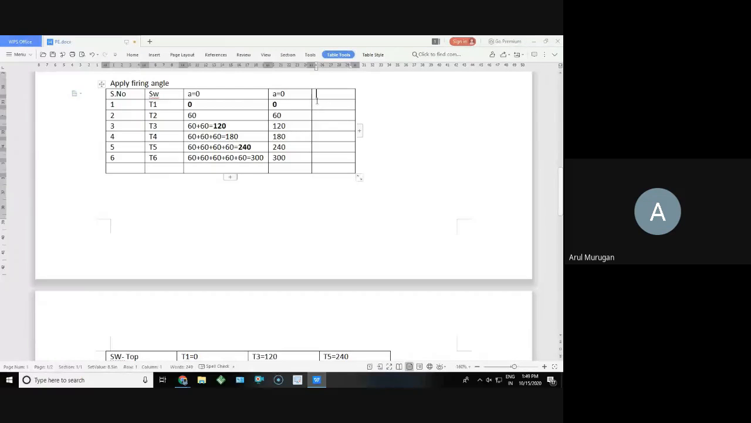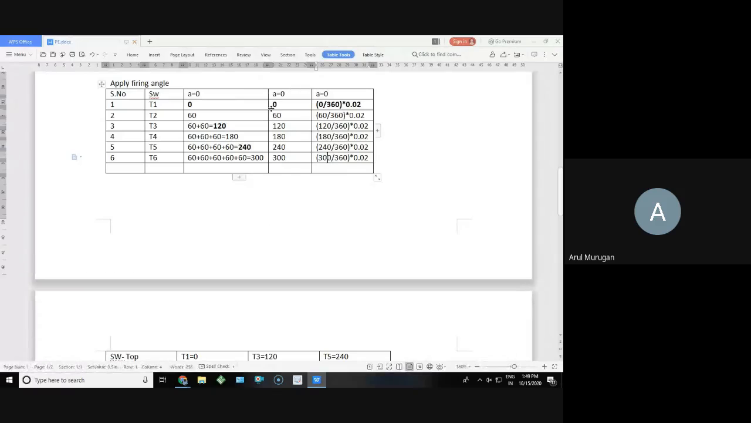So how you can type in MATLAB, I will tell you. Typing in MATLAB, the same method. So 0 divided by 360 multiplied by the time period. The time period is 0.02. Why 0.02? Because 1 by 50 is equal to 0.02. So this is the method you want to type. So here 60 divided by 360 multiplied by 0.02. That's all.